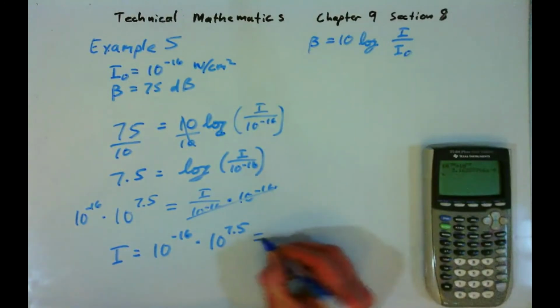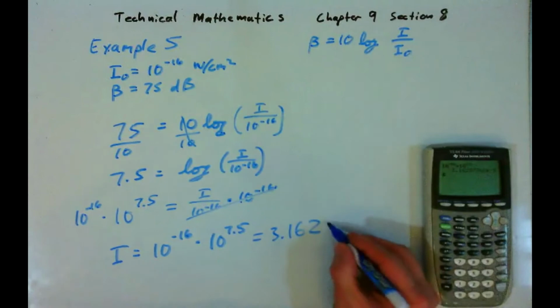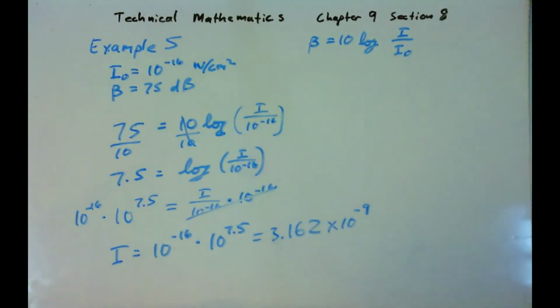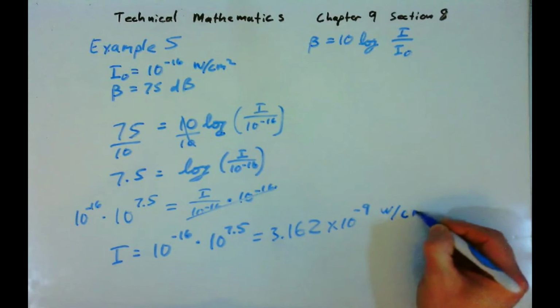3.162 times 10 to the negative 9th power. So this is the intensity of the street sound, and it's measured in watts per square centimeter.